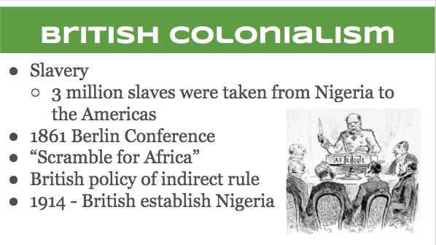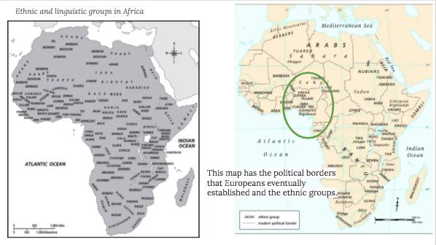But what's weird about establishing this country of Nigeria is if you look at this map, you can see that there's a lot of linguistic and ethnic diversity throughout all of Africa, but particularly around the area where Nigeria is set up. In Nigeria, they have more than 250 ethnic groups. The north part of Nigeria is Muslim, and the south part is animist and Christian. And there are 25 different languages spoken in the Nigerian Delta.